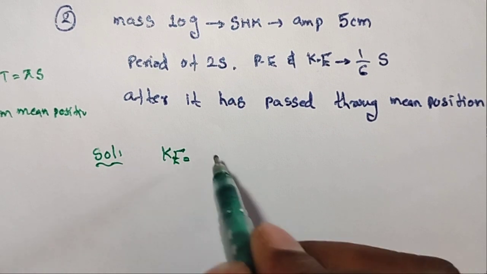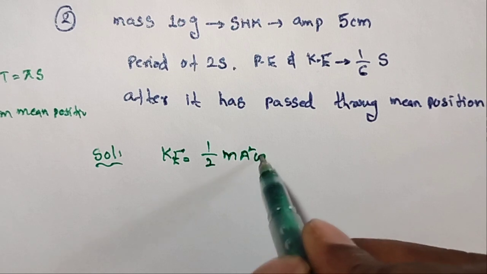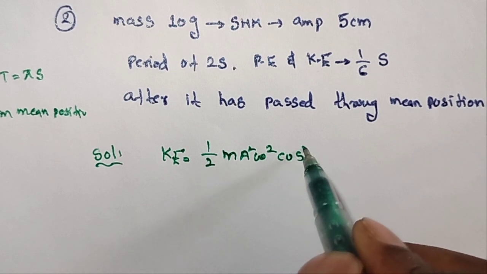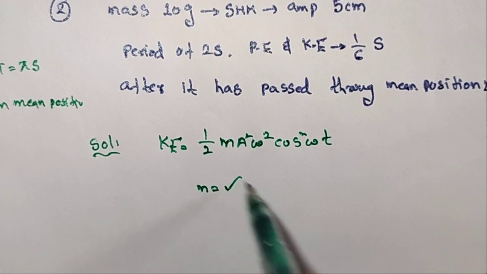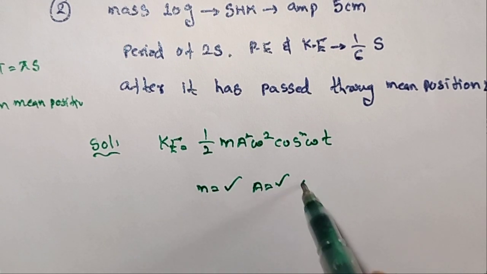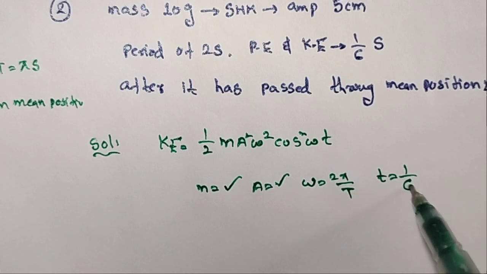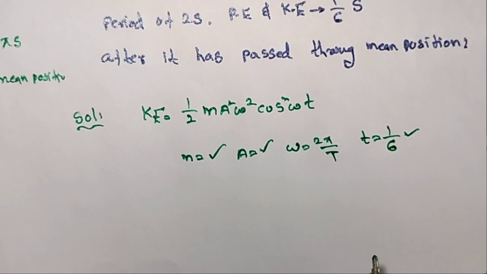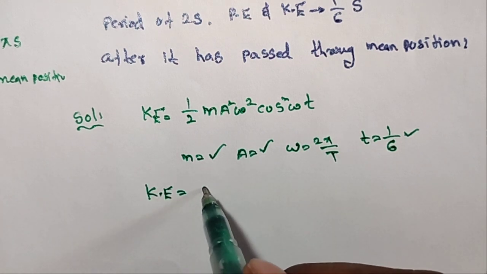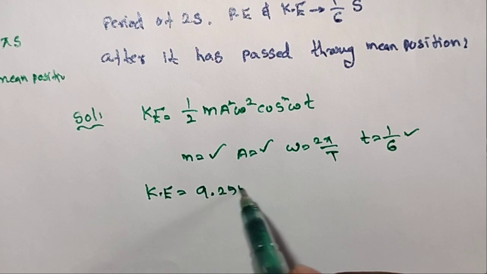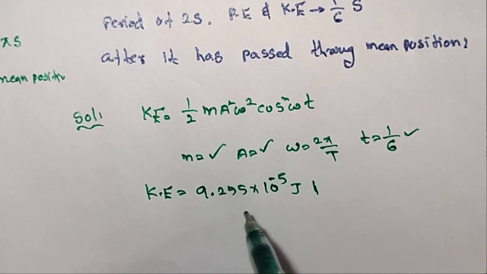First we can calculate the kinetic energy. The kinetic energy is equal to 1/2 m a square omega square cos square omega t. Here m is given, a is given, omega you can calculate as 2 pi by T, and small t is equal to 1/6. So everything you can calculate, and you get the kinetic energy is equal to 9.255 into 10 power minus 5 joules.